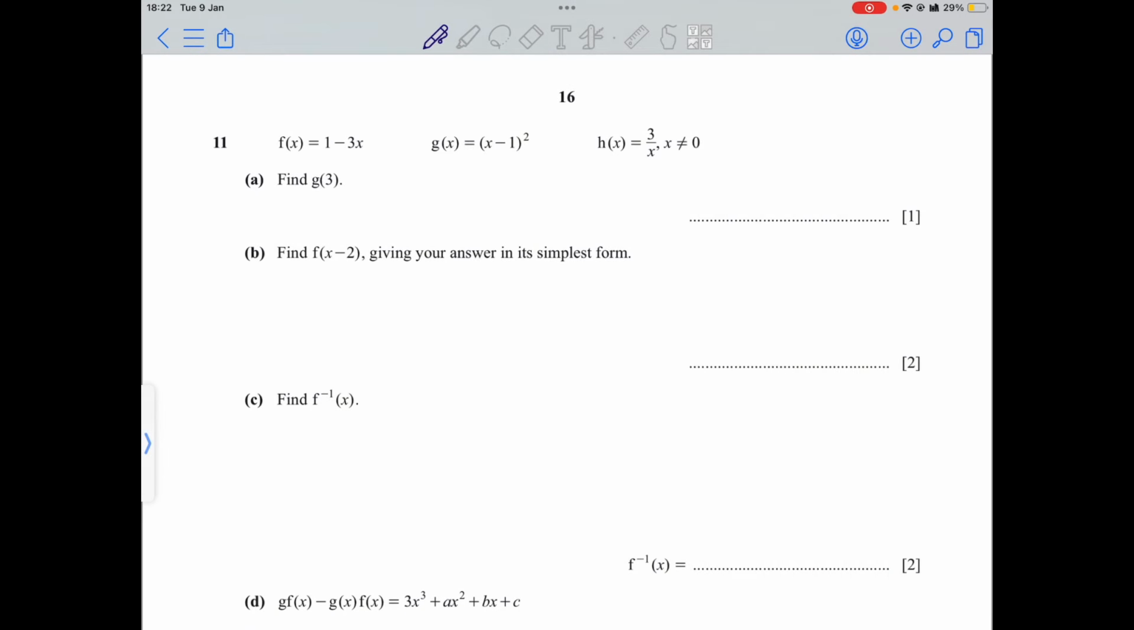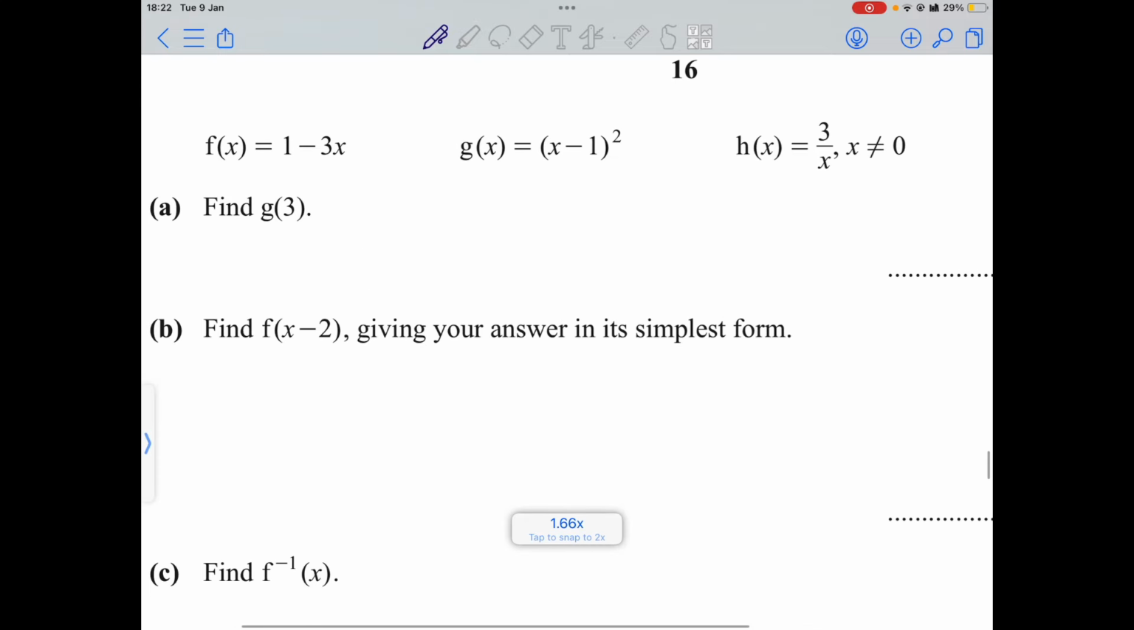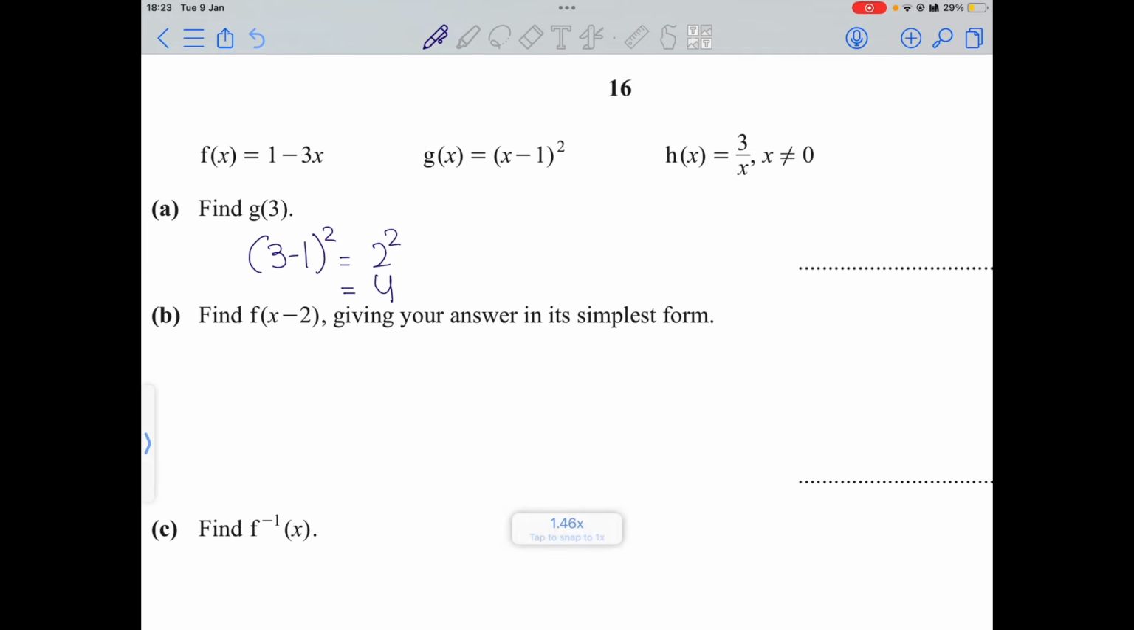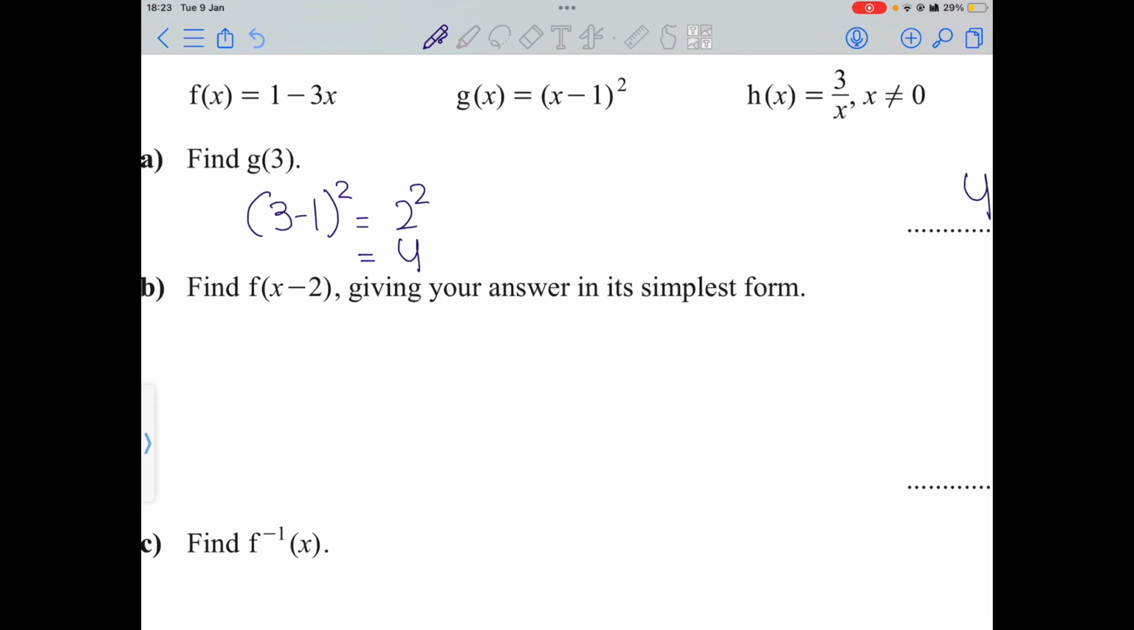Alright guys, so now we're looking at question number 11, which is about functions. So let's start. There are three functions given, which are f of x, g of x, and h of x. It says find g of 3. G of 3 is basically going to be 3 minus 1 squared, which is 2 squared, which is 4. Alright, so this one becomes 4. Then find f of x minus 2. If it says f of x minus 2, you basically have to replace x with x minus 2.